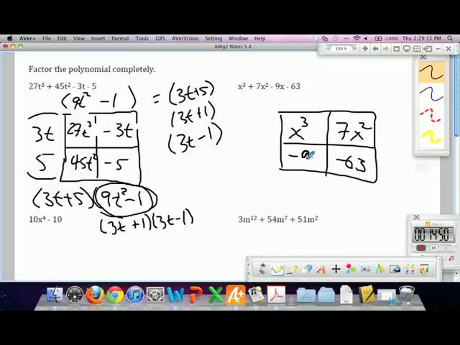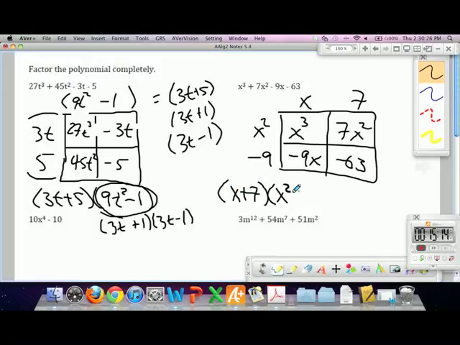x, 7, x squared, -9. So this factors to x plus 7 times x squared minus 9. And x squared minus 9 is a difference of two perfect squares. This is x minus 3, x plus 3.